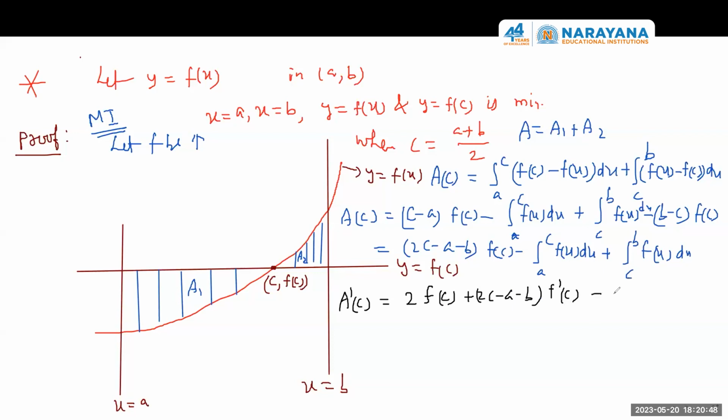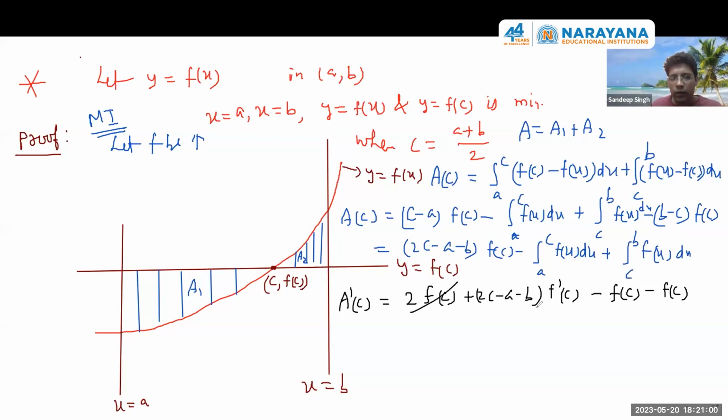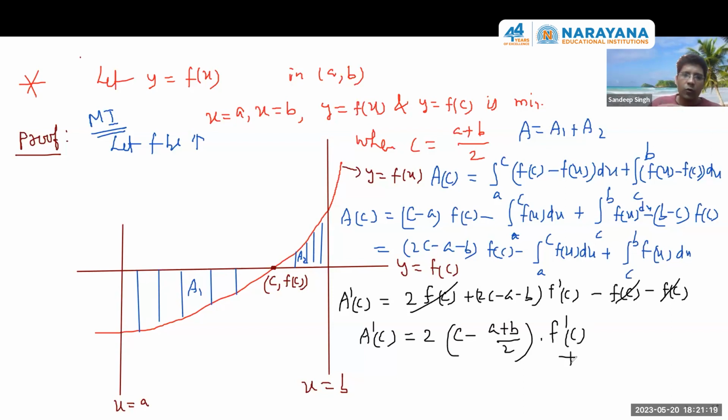Minus f of c, minus f of c, plus. Then you can do 1, 2, 3. Okay, so what is A dash c? It is something into f dash c. f dash c is positive because it is monotonically increasing at every point.